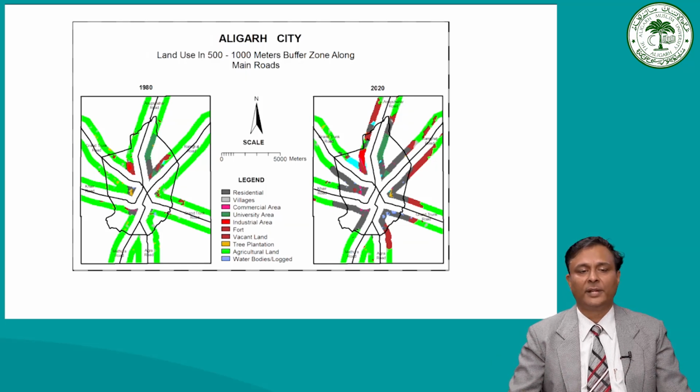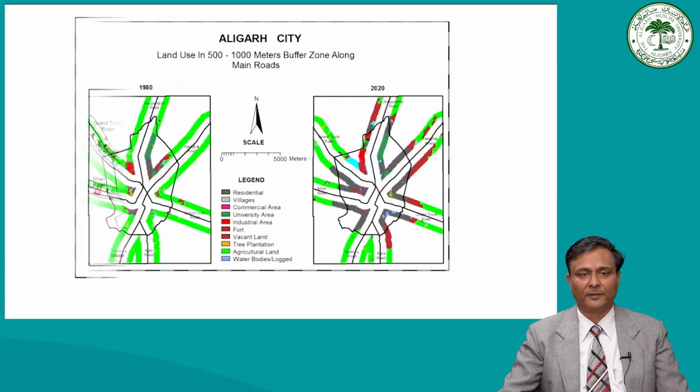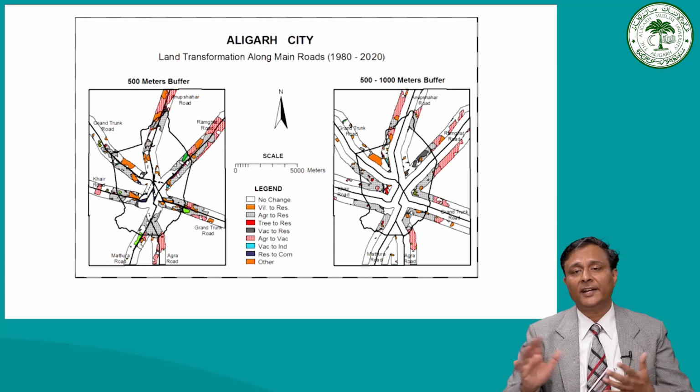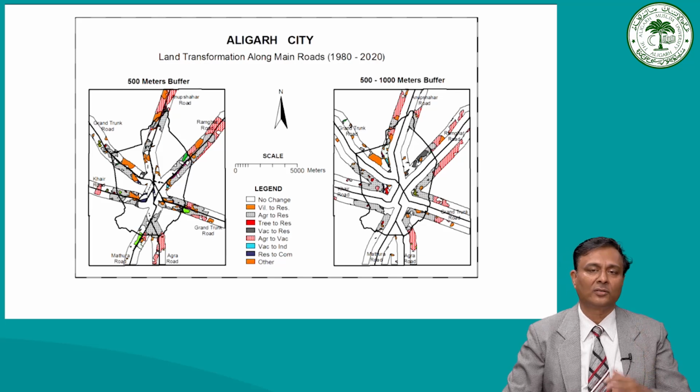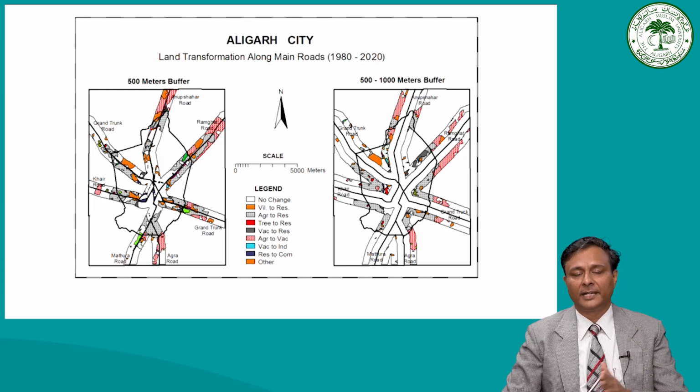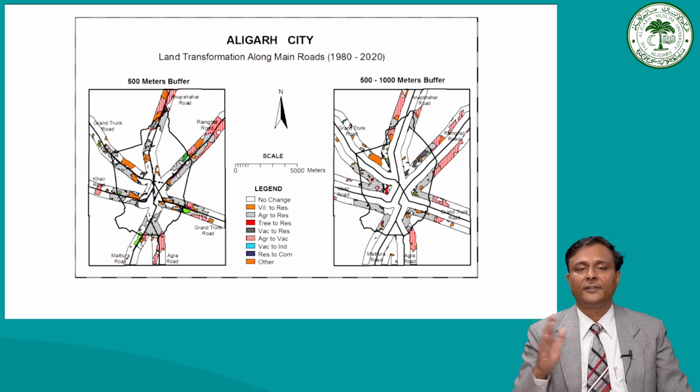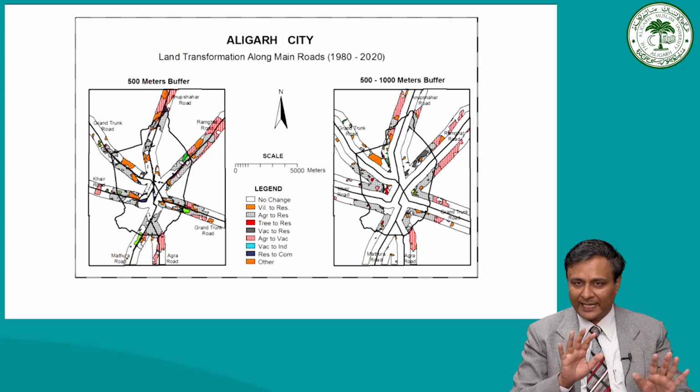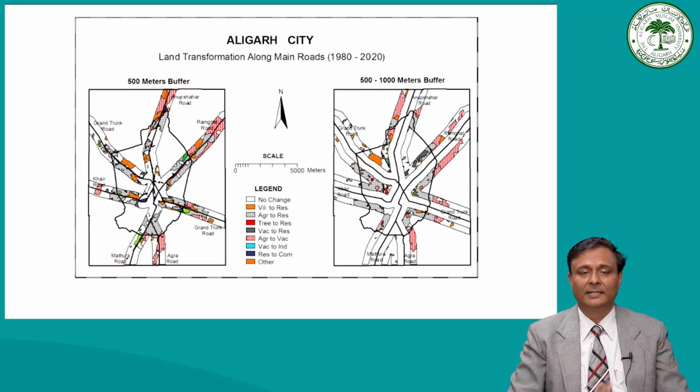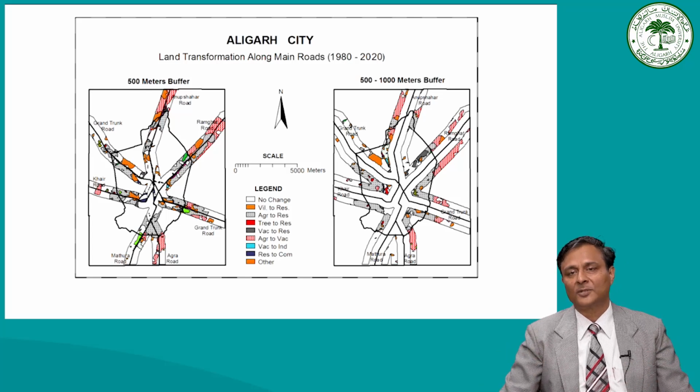That will give us a good idea. So this is again an example of it. And this is how the land transformation has taken place. So this is one land transformation along the 500 meter buffer. Another is on the right side, the 500 to 1000 meter buffer, that is away from the city. So again, you can see and assess what kind of transformation is taking place.